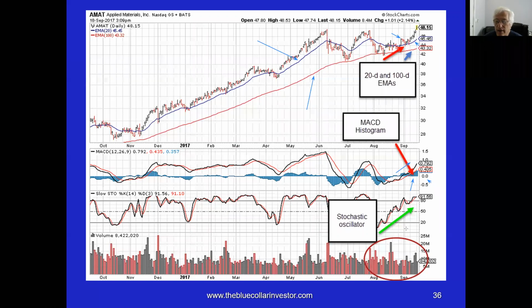Now the stochastic oscillator, which is right here by this green arrow, we also like to see uptrending. And so we have a bullish stochastic oscillator, and all that is confirmed with some fairly significant volume, which are the bars on the bottom.